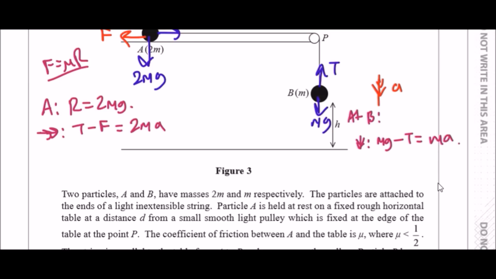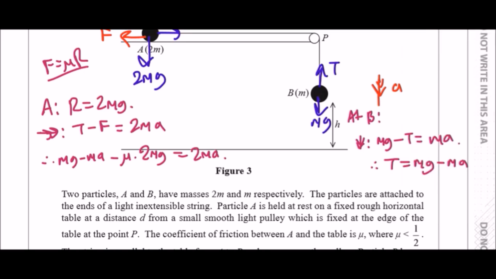So straight away, my personal advice is to eliminate tension and make acceleration the subject. For the second equation, if I make T the subject, by adding T and subtracting ma, we should have T equals mg minus ma. Now we can substitute this back into the first equation. T is replaced by mg minus ma, F is replaced by mu R, so mu times 2mg, and this must all equal 2ma. The dot here just means multiplying.